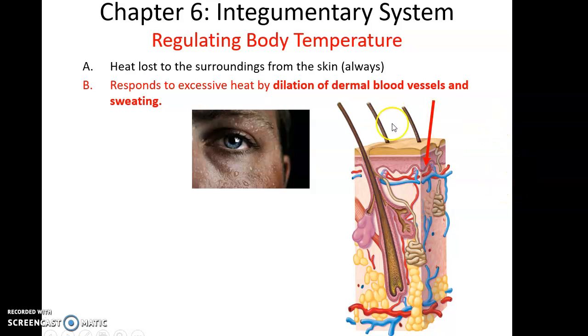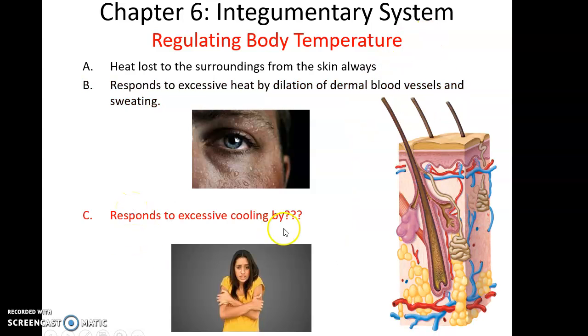To aid in this process, we will also sweat. Sweat, again, is mostly water. The water evaporates, and that evaporation carries body heat away from the skin. And so that's how we deal with getting too hot.